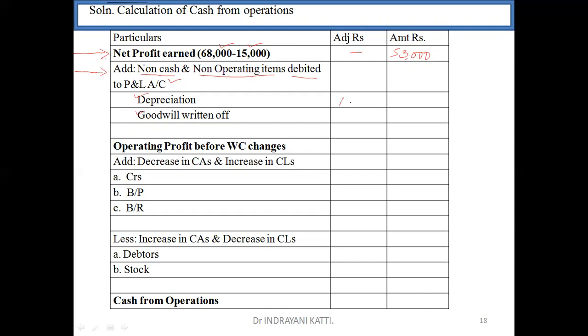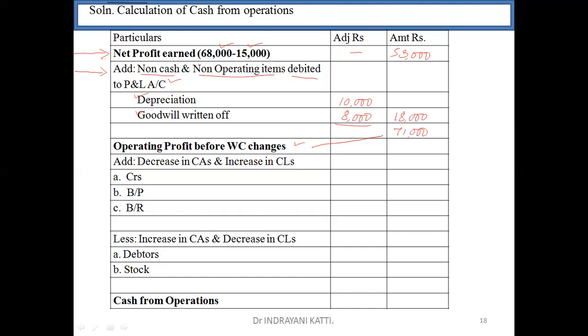Depreciation is rupees 10,000 and goodwill is rupees 8,000. The total comes to 18,000. So this 18,000 is added to 53,000. When 18,000 is added to 53,000, it is 71,000. So this is before working capital changes. This itself is called operating profit before working capital changes.